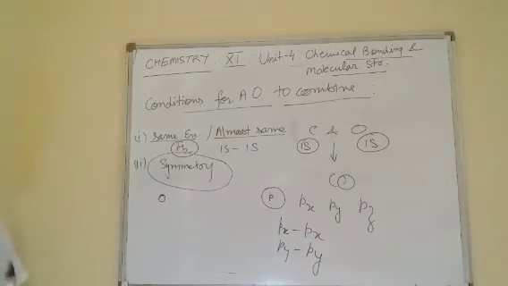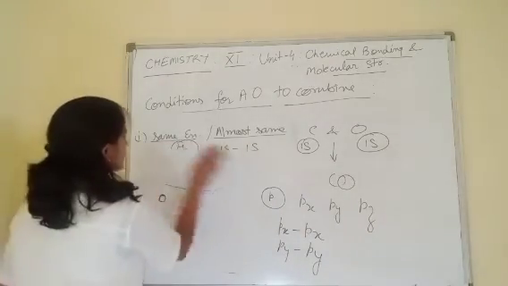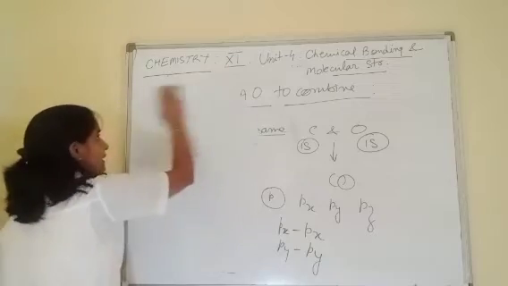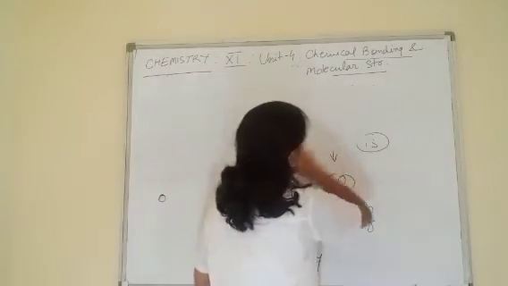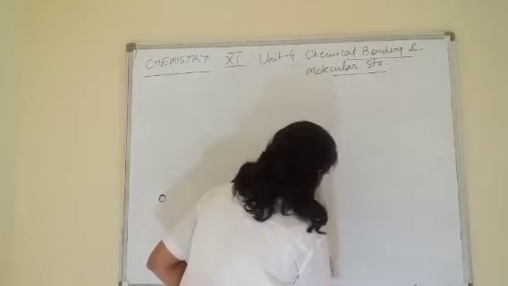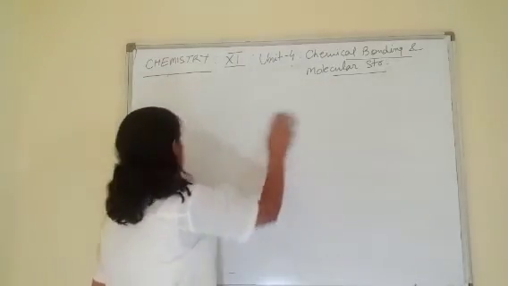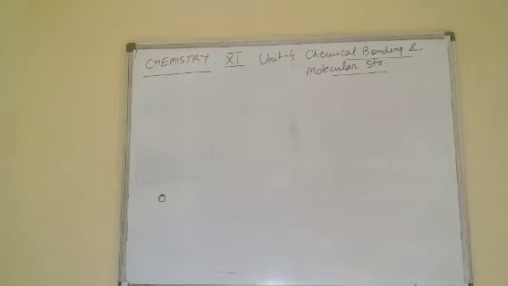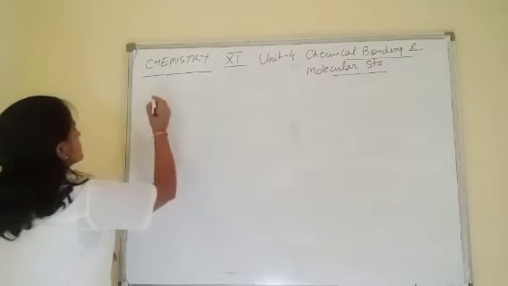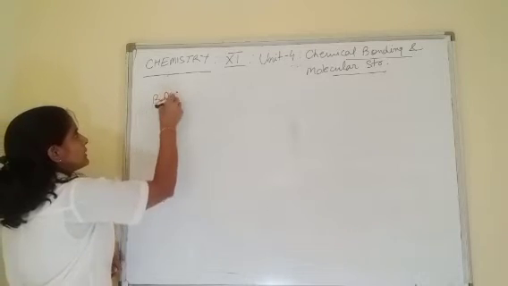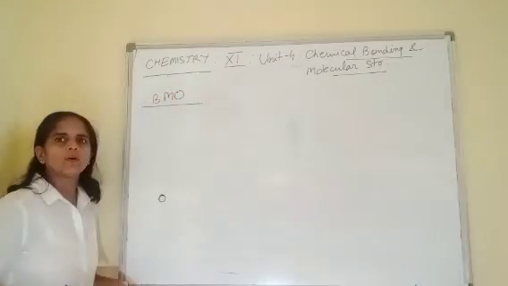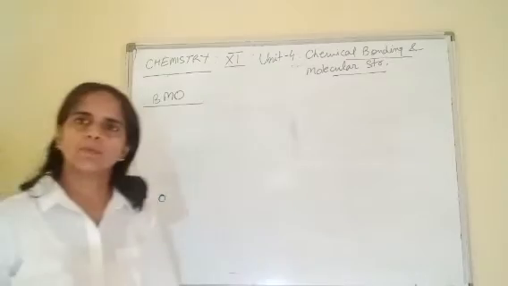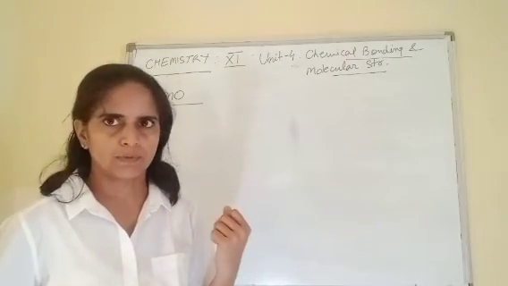Now this point is also clear to all of you: what are the main conditions required for atomic orbitals so that we get effective combination of atomic orbitals to give the molecular orbitals. Now again, how are these bonding molecular orbitals and anti-bonding molecular orbitals formed? We will be talking about this now.